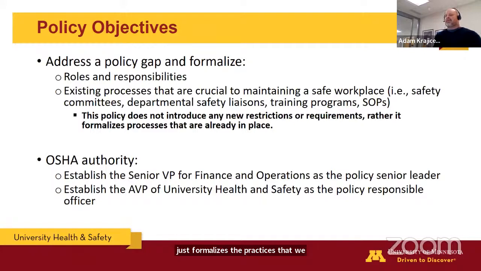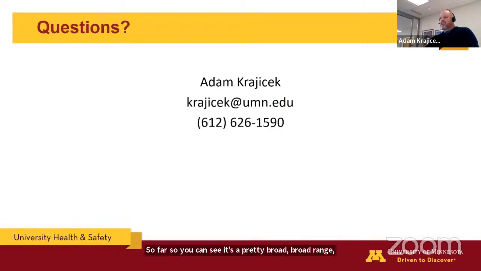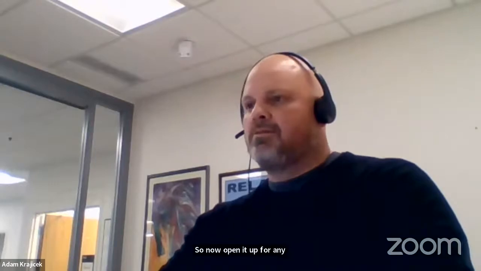in administrative policy. As far as the OSHA authority goes, it establishes Myron Franz, the Senior Vice President for Finance and Operations, as the policy senior leader, and Catherine Bonison, the AVP of University Health and Safety, as the policy responsible officer. We're going through the review process, and that's why I'm here today. Here are the groups that have formally reviewed this policy so far. As you can see, it's a pretty broad range. And that is my presentation. Now I'll open it up for any questions or concerns.